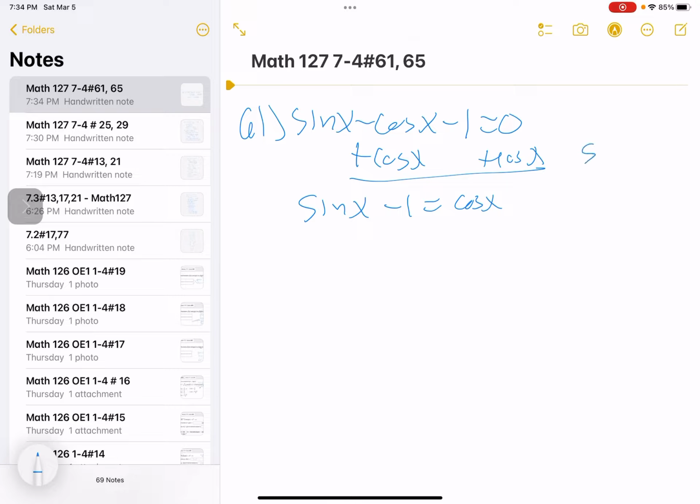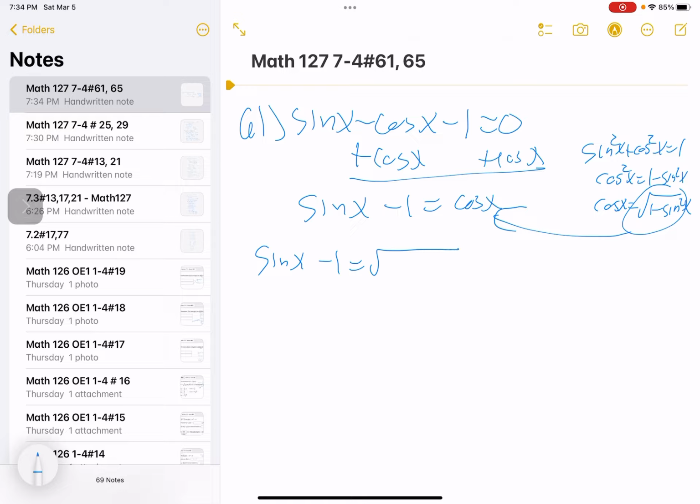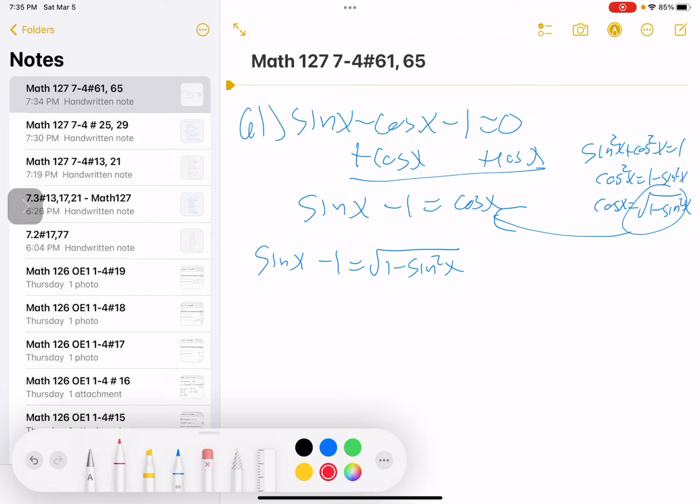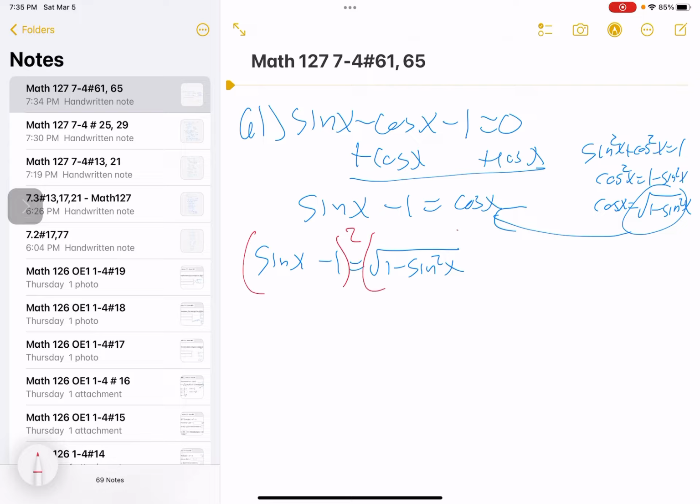So just recall that sine squared x plus cosine squared x equals 1. So cosine squared x equals 1 minus sine squared x. So cosine of x would be the square root of 1 minus sine squared x. A little sloppy there. So this goes in place of the cosine, and it gets everything in terms of sine. So that sine of x minus 1 equals the square root of 1 minus sine squared x. And you guessed it, the next step is to square both sides, thus introducing the potential for extraneous solutions.